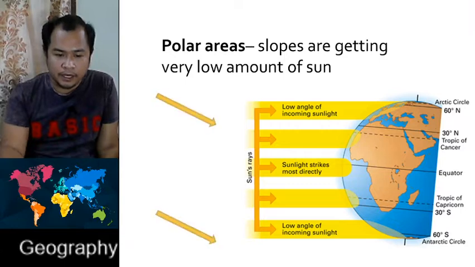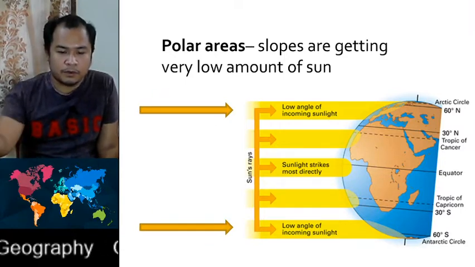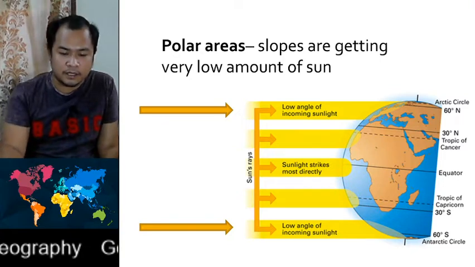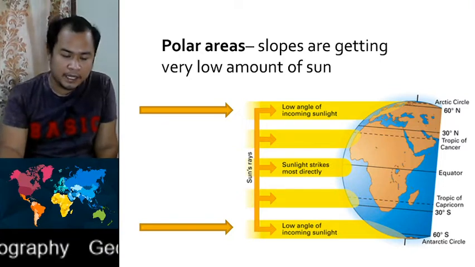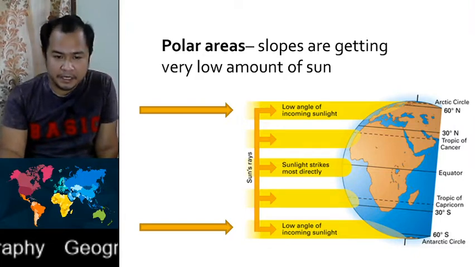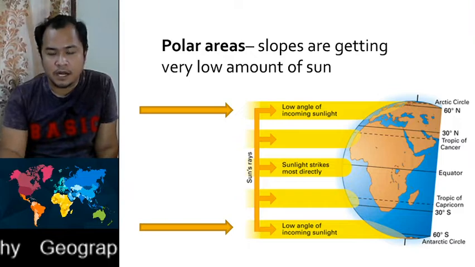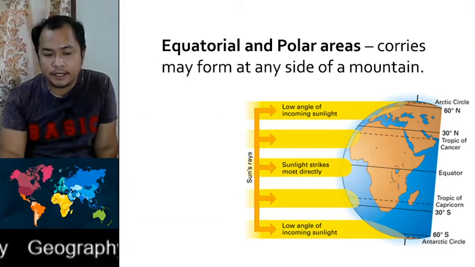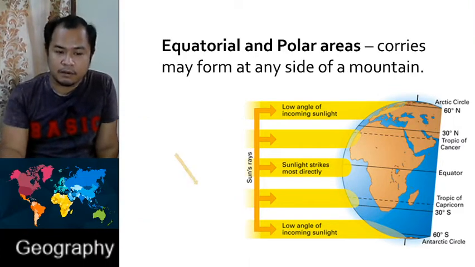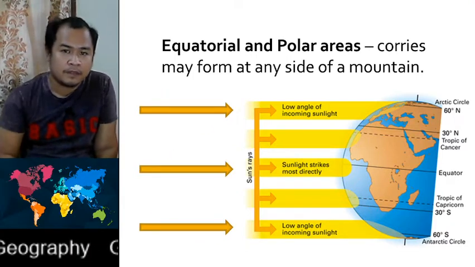While in the polar areas like the north and south poles, the North Pole being the Arctic Circle and the South Pole as the Antarctic area, they are getting a low amount of sunlight. So the slopes are getting a very low amount of sun. So in short, in places like the equatorial and the polar areas, cirques may form at any side of the mountain.